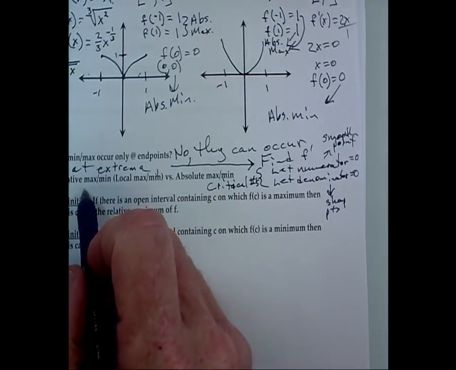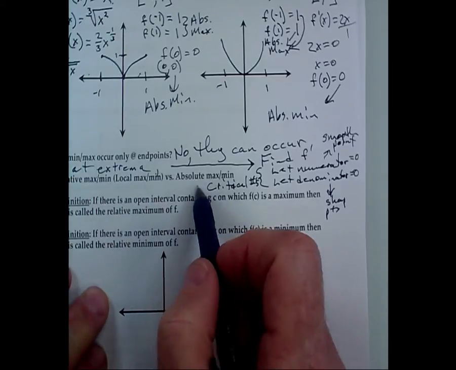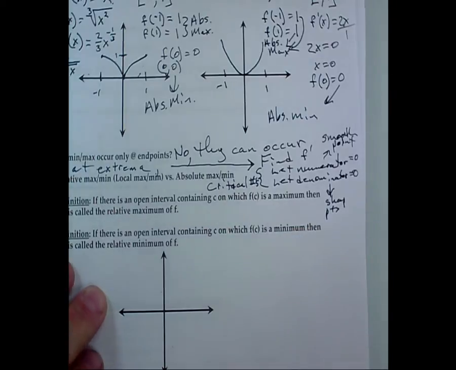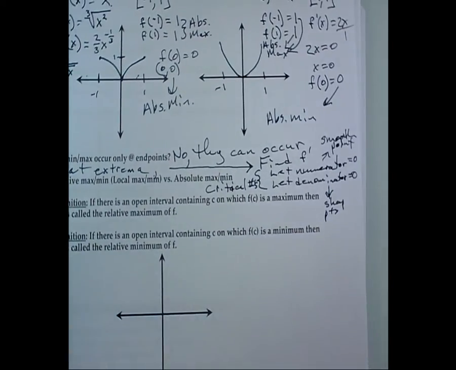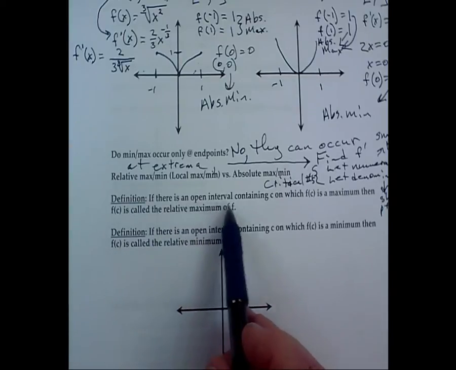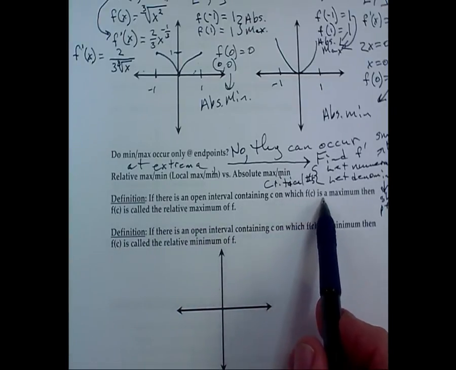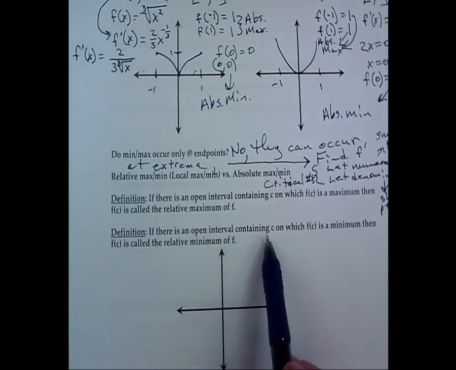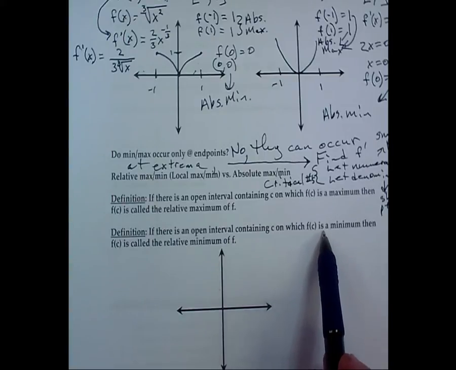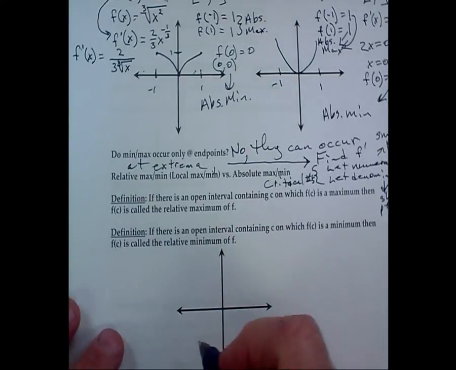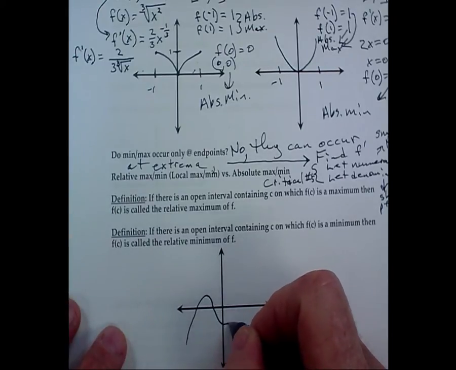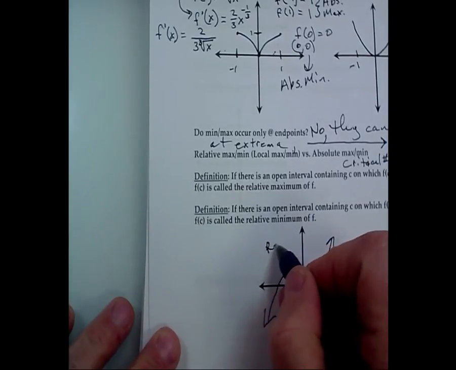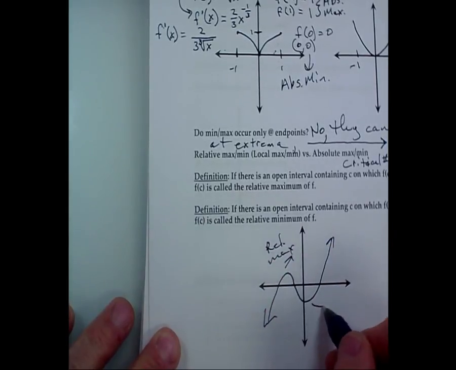I've explained the difference between relative max or local max and absolute max or global max, right? I talked about that already. Definition: if there is an open interval containing c on which f of c is the maximum, then f of c is called a relative maximum. If there is an open interval containing c where f of c is the minimum, then it's called a relative minimum. And so this is what I'm taking a look at. This is a relative max. This is a relative min.